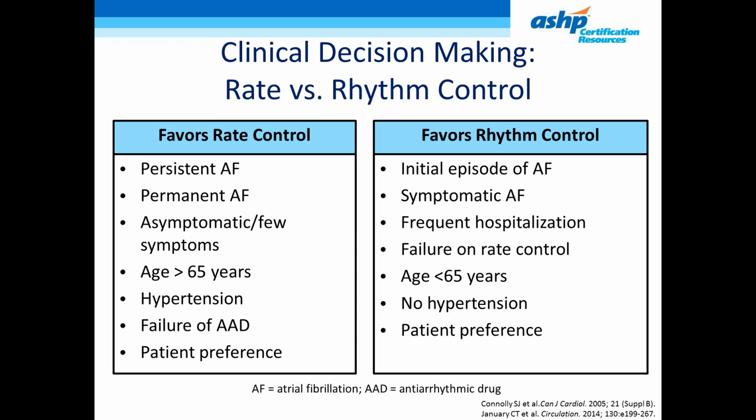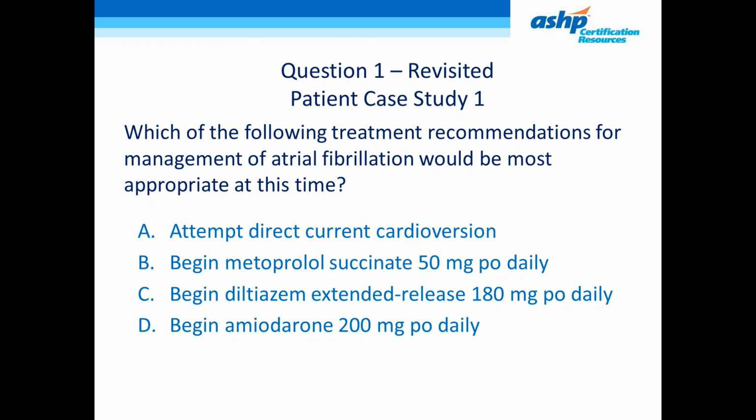As you can see, we have to evaluate the patient-specific factors to determine whether rate control or rhythm control will be the preferred strategy. So if we go back to our patient case, which of the following treatment recommendations for the management of atrial fibrillation would be most appropriate at this time? I believe the correct answer is B, begin metoprolol succinate 50 milligrams by mouth once daily.